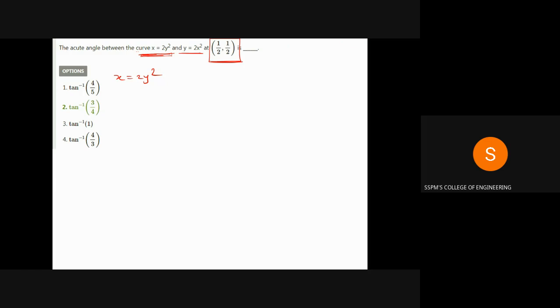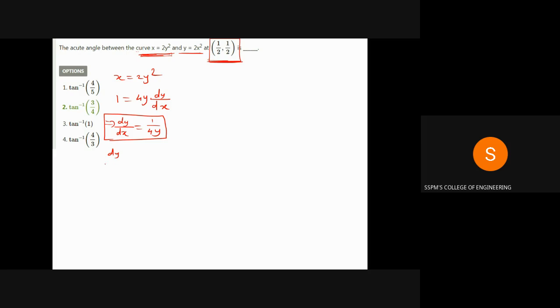If we differentiate this equation, what is the derivative of x with respect to x? It is 1. And what is the derivative of 2y square with respect to y? It is 4y into dy by dx, which implies dy by dx is equal to 1 upon 4y. So this is the equation of the tangent. dy by dx is something that gives the equation of the tangent. We have to find the acute angle at this point.